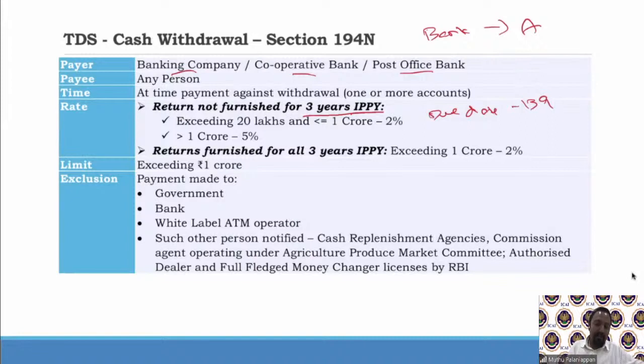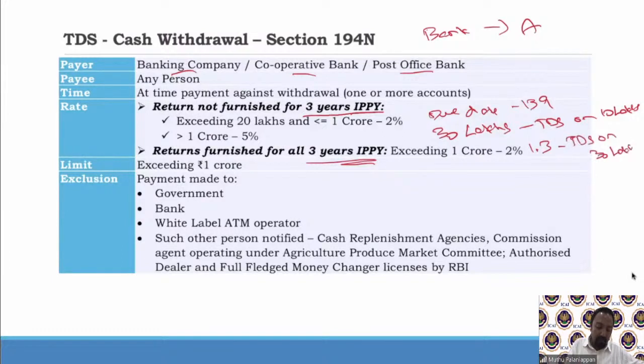So if the return has not been filed, then the provision is applicable from 20 lakhs itself. From 20 lakhs to 1 crore, it is 2%. So when you say you have withdrawn 30 lakhs, TDS is applicable on 10 lakhs. So it is on the excess of 20 lakhs. Up to 1 crore, it is 2%. Above 1 crore, it is 5%. If the returns are actually furnished for all the three immediately preceding previous years, then on the amount exceeding 1 crore, if you have actually withdrawn 1.3 crores, TDS is applicable on 30 lakhs. Okay, so that's how the provision goes.